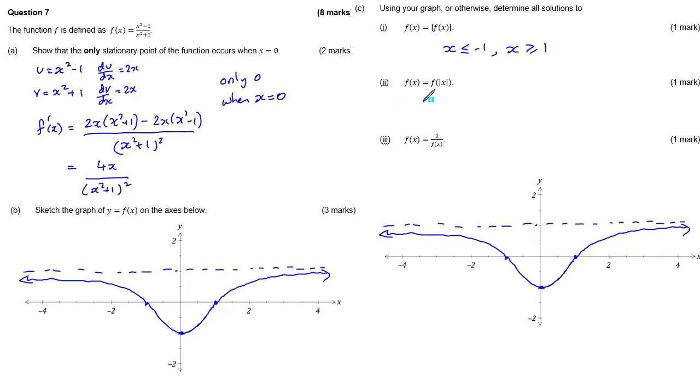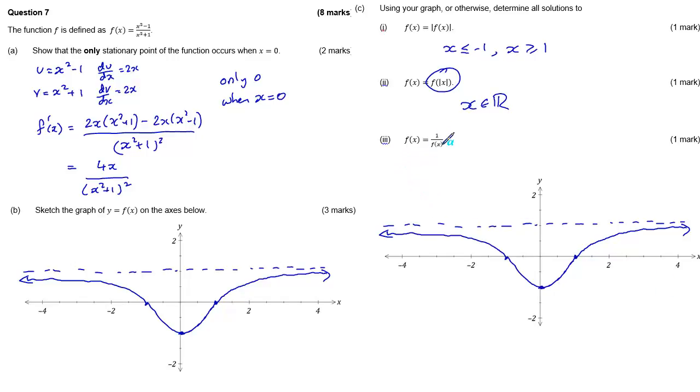Now we have f of x is equal to f of mod x. Now we know with this one that it's always the same for positive values of x, and then a reflection of that in the y-axis. But this graph is perfectly symmetric, so it seems that all real values would be solutions.